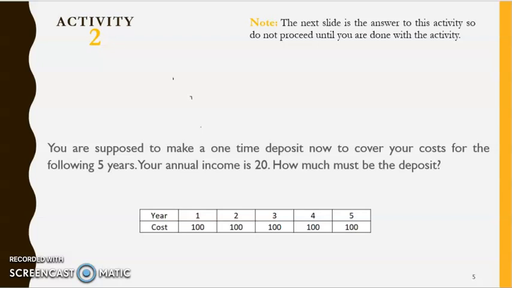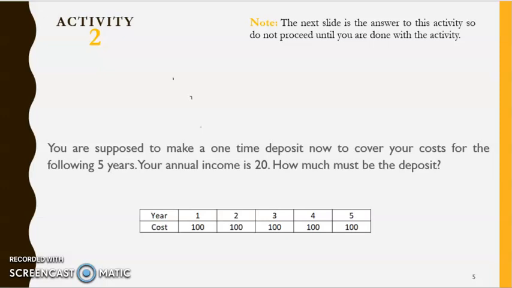Okay, the answer would be 400. Because the total cost you have during these 5 years would be 500, and the total income you have during these 5 years would be 100. So how much money do you need to put? You need to put 400.